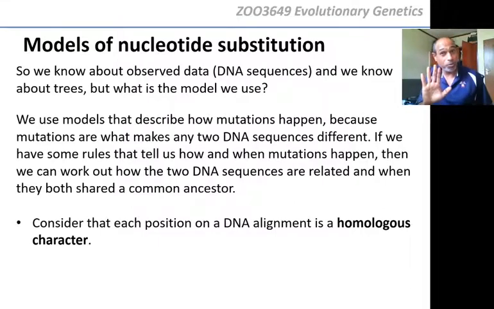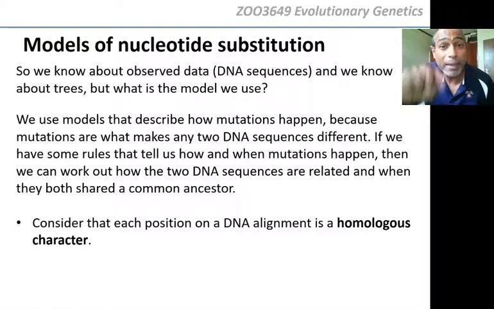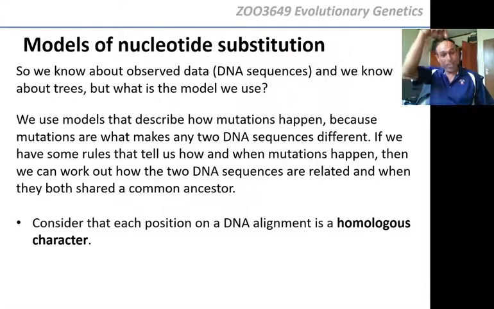And this is beautiful because why? You know from the early lectures that you can only use homologous characters to make a tree. A homologous trait is the only trait you can use. You can't use an analogous trait. So that's why each position on the alignment, we know it is homologous because it's descended from a common ancestor.